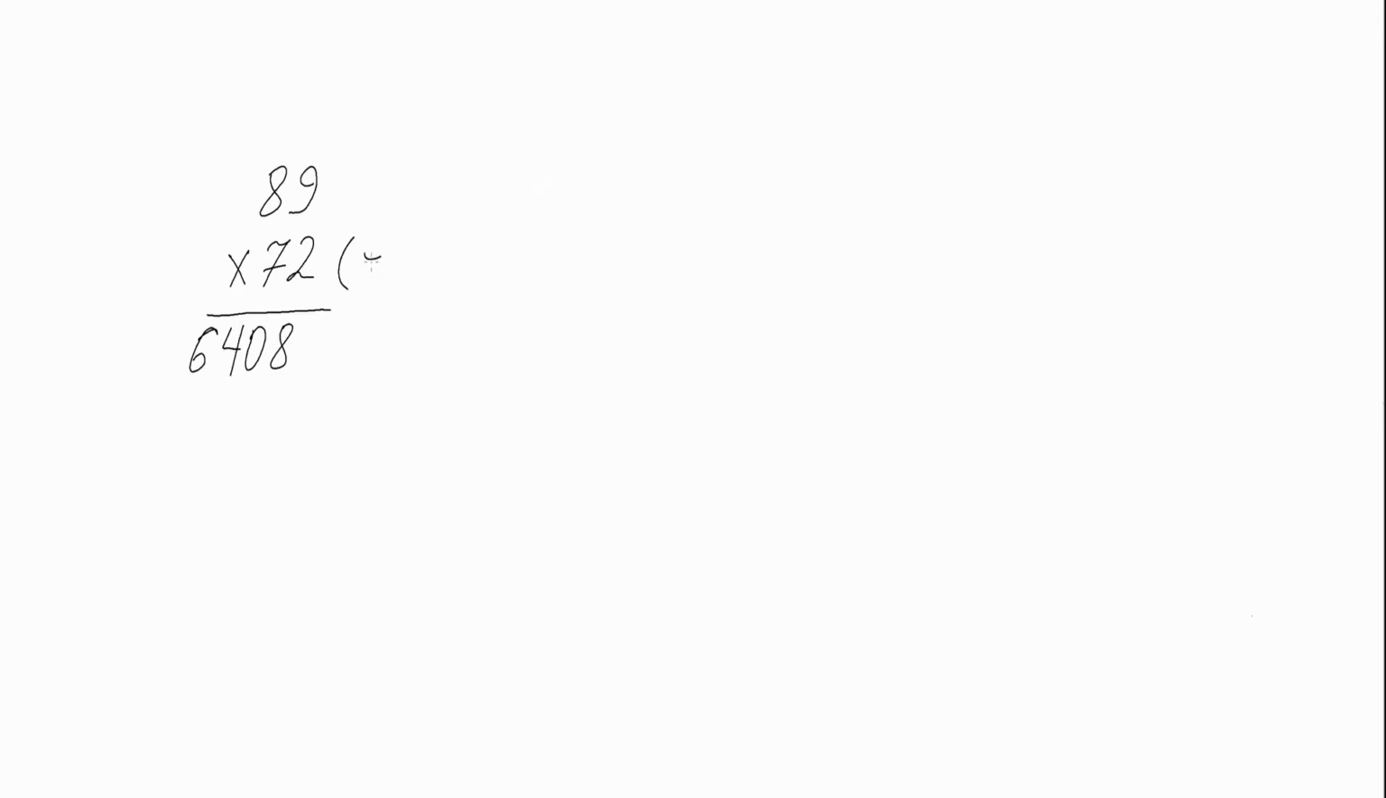First, we factor 72 into 9 and 8. Then we multiply 89 by 9 and we get 801. Then we multiply 801 by 8 and we get 6,408 as our final answer.